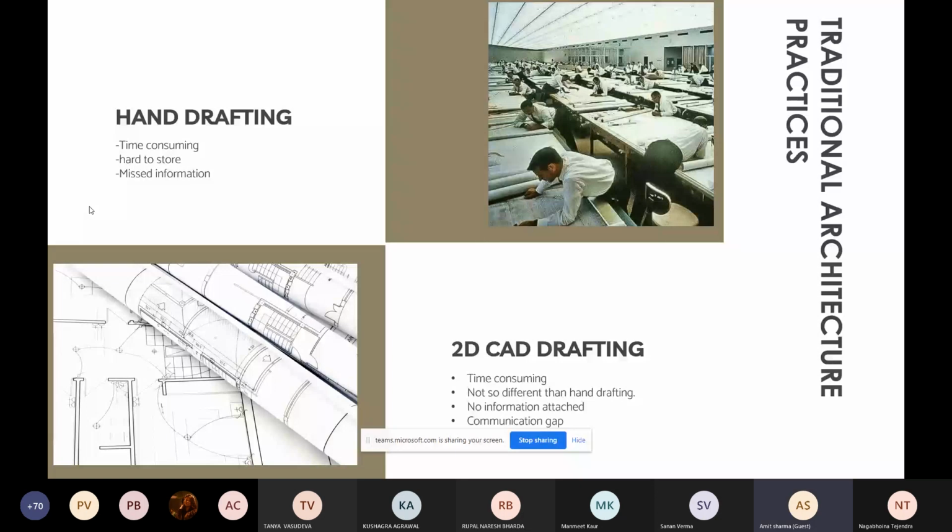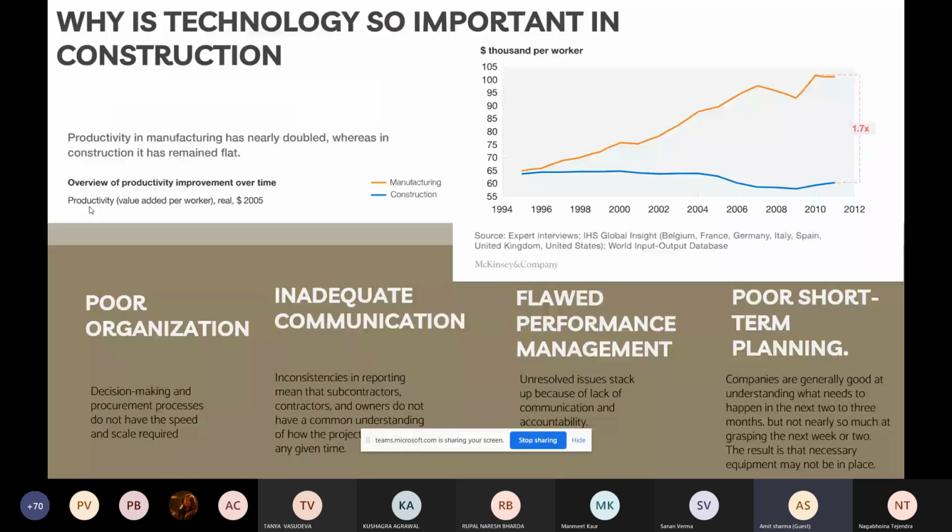So next one is, why is technology so important in the construction industry? There's been a study done by McKinsey and Company in 2012. On the right side, you see a graph of productivity, in $1,000 per worker, over time from 1994 to 2012. The upper line is from the manufacturing industry. Manufacturing industry productivity increased almost to double, but in the construction industry it remained the same and even declined. Because we didn't use any kind of technologies in construction. We were doing the same things that we were doing 20 years ago.